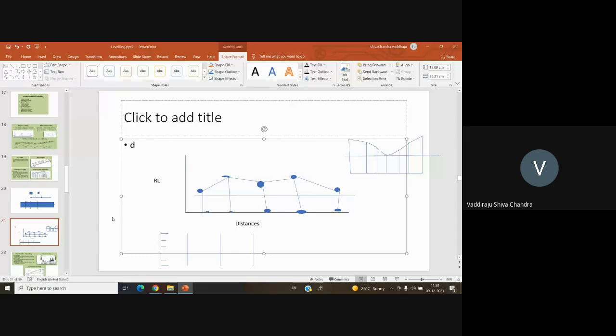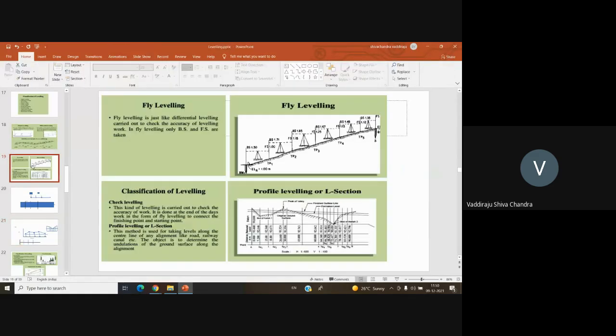Okay, so that is the profile leveling or cross-sectional leveling. Generally, we do these two leveling experiments parallelly. We can't do it separately because we need to determine the volume of the earthwork involved in execution of any given civil engineering project. Okay, am I clear?